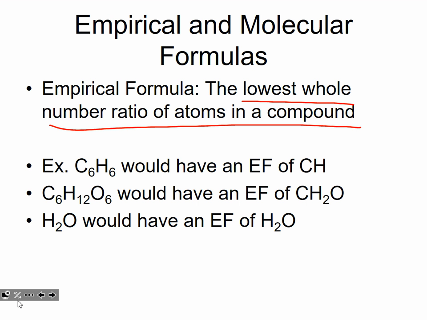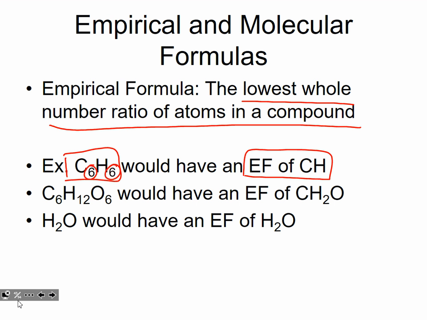Now, what I mean by that is if you take the compound C6H6 right here, this is not the empirical formula because the subscripts, 6 and 6, have a common multiple. They can be reduced down further. So that's not an empirical formula. But if you take the 6 and the 6 and you reduce them down to 1 and 1, you get the empirical formula, which is CH.